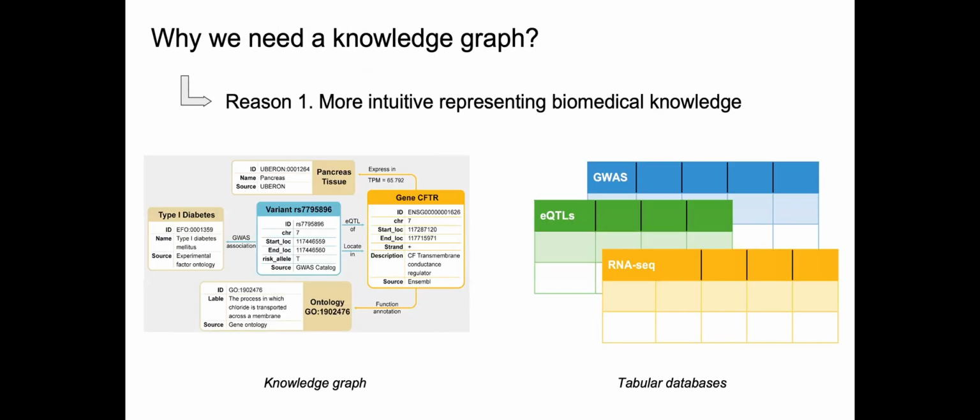And why do we need a knowledge graph? The first reason is that it's more intuitive to represent biomedical knowledge. Just think about the same knowledge graph I just described. This variant is a GWAS hit for T1D, and it's an eQTL of the gene CFTR, and the variant is also located in the gene body. This gene CFTR is expressed in pancreatic tissue, and this gene belongs to this ontology term. So we can use this network to describe their relations.